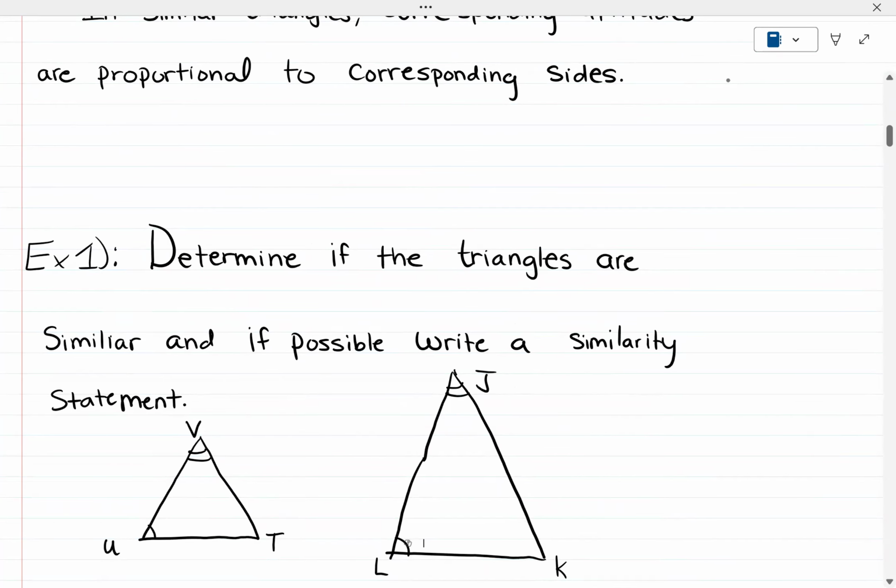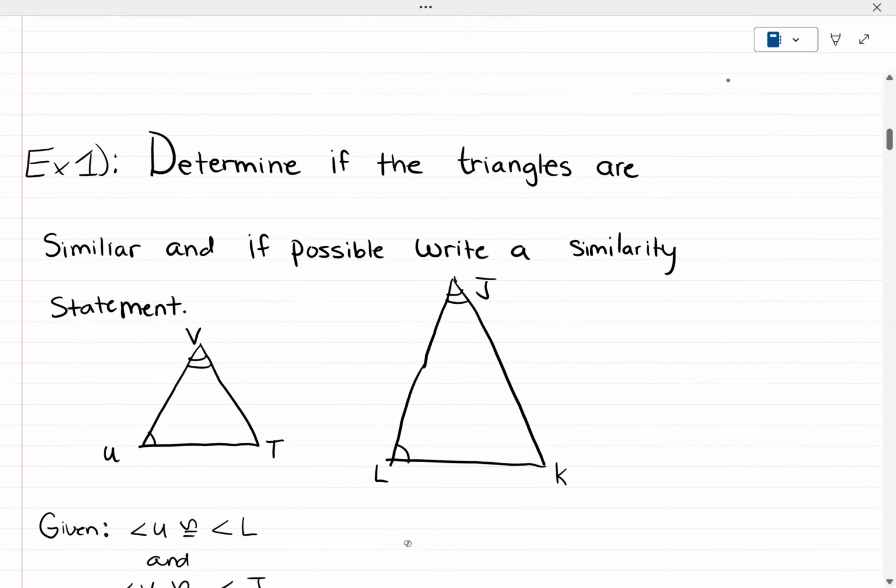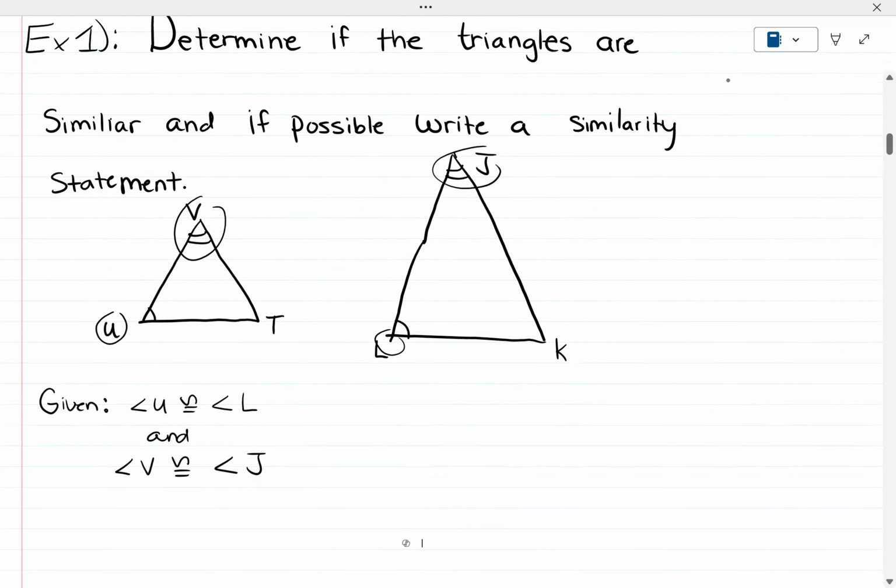So let's look at example one. Determine if the triangles are similar and, if possible, write a similarity statement. They're obviously not congruent, but as you can see, there's a minimum of two angles that are congruent. Angle U is congruent to angle L, and angle V is congruent to angle J. That was given.